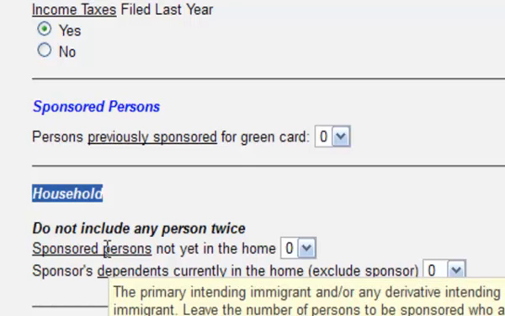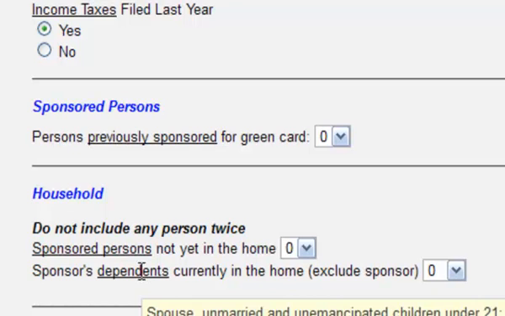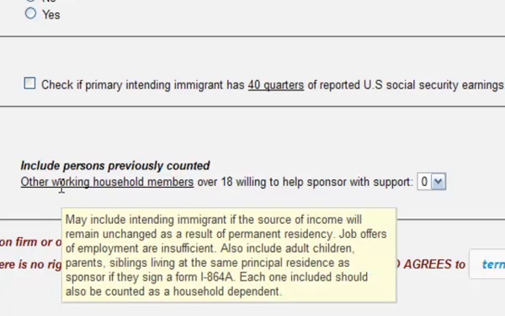The number of sponsored persons who are not yet in the home, usually this will be a positive number unless the sponsored persons have already arrived and are living in the home, in which case they would be included among the sponsor's dependents. Other working household members, this would be people who might be willing to contribute to the support of the intending immigrant.